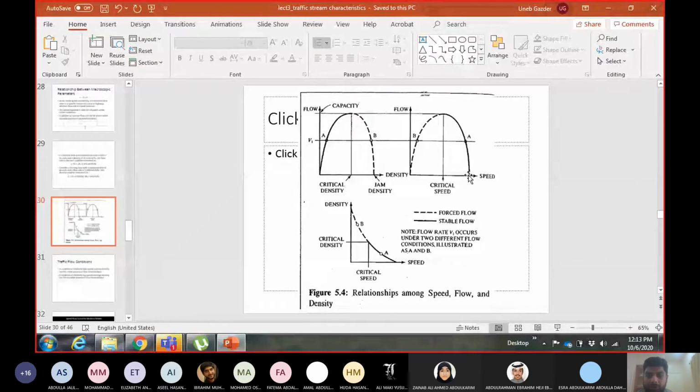When more vehicles come on the road, the flow will increase and the speed will decrease. So you can see flow increasing, speed decreasing until you reach the maximum point. This is a maximum point which we call the capacity, the maximum flow which you can have on this road. Maximum number of vehicles allowed to pass from this road, capacity.